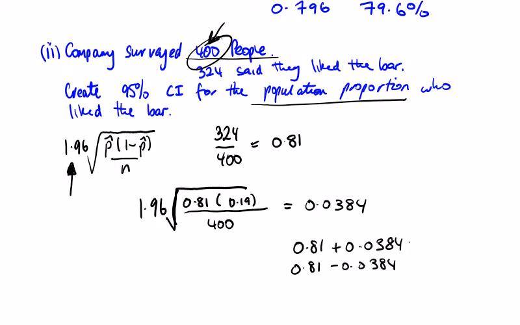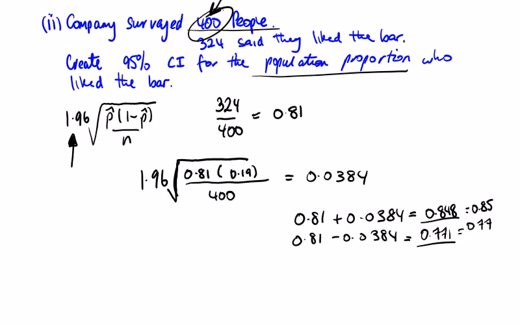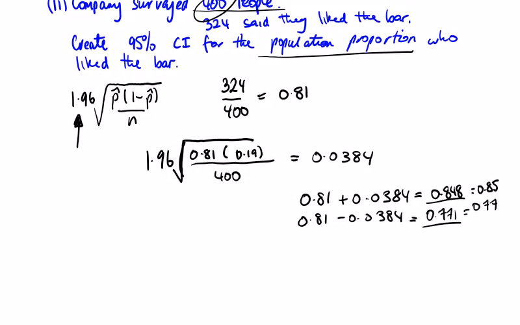And those two answers give us our 95% confidence interval for the population proportion. The two answers we get are 0.848 and 0.771, and we're asked this question correct to 2 decimal places. So our confidence interval for p, the population proportion, is 0.77 to 0.85.